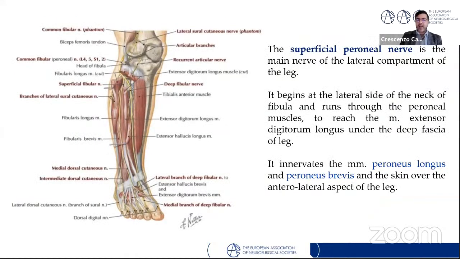The other terminal branch of the CPN is the superficial peroneal nerve. It is the main nerve of the lateral compartment of the leg. It begins at the lateral side of the neck of the fibula and runs through the peroneal muscles, then reaches the extensor digitorum longus under the deep fascia of the leg. This nerve innervates the muscle peroneus longus and the peroneus brevis, and innervates the skin over the anterolateral aspect of the leg.